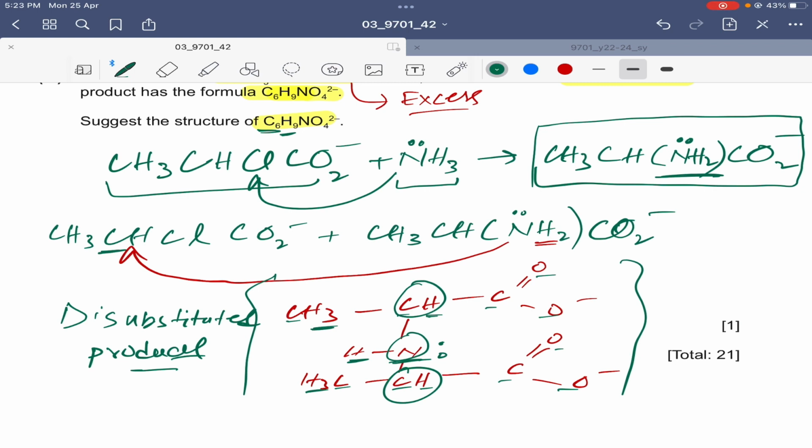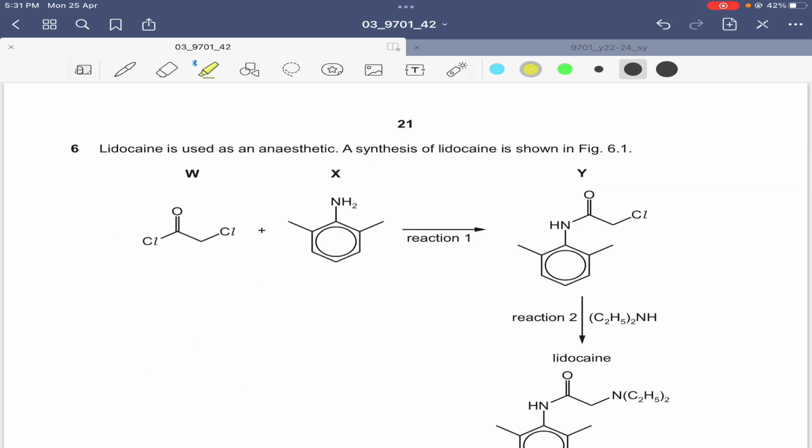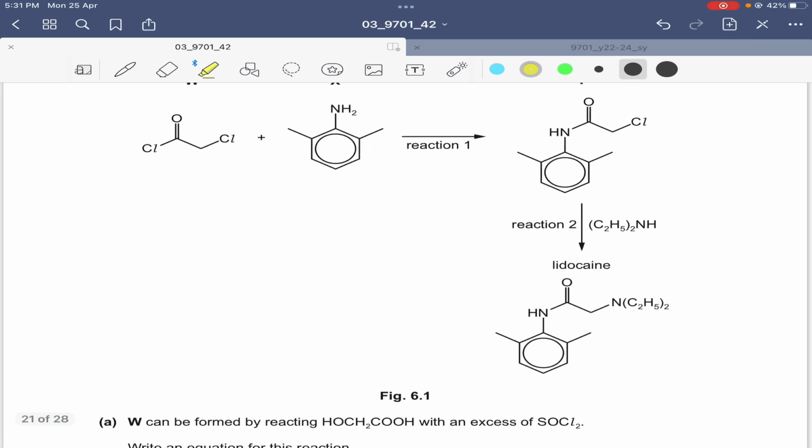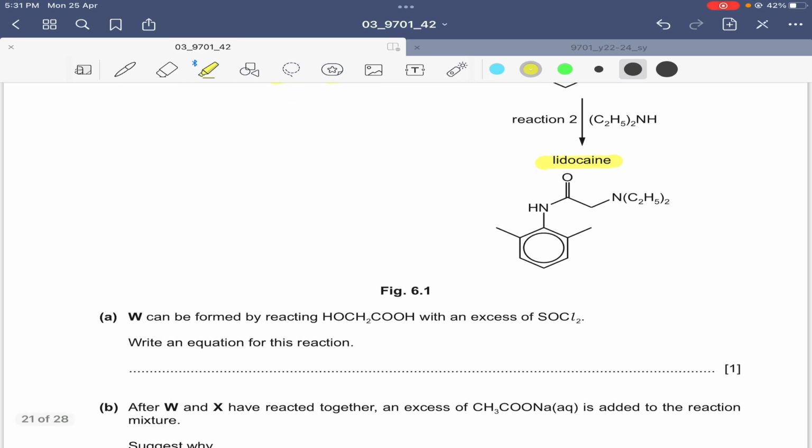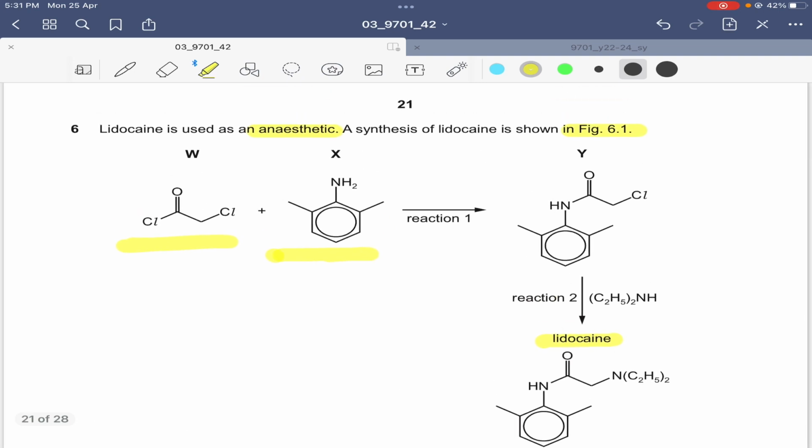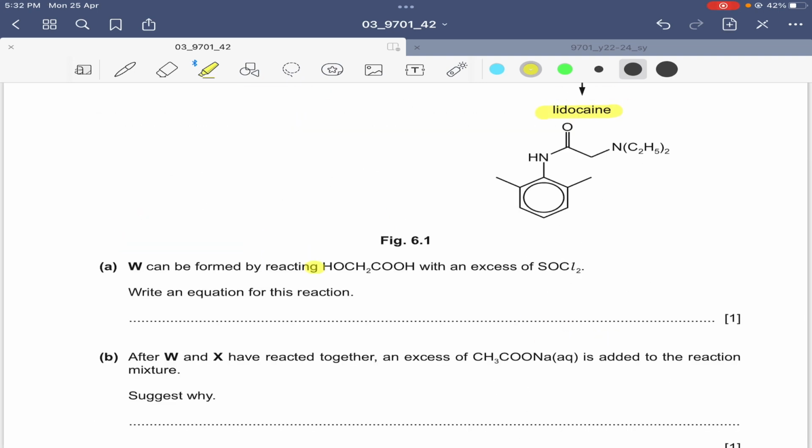All right. So this is the end of this question. All right, G. So this is the last question of this paper. It is saying that lidocaine is used as an anesthetic. A synthesis of lidocaine is shown in figure 6.1, right? So this is the synthesis of lidocaine, starting with this and this, right? So the first part is W can be formed by reacting hydroxyethanoic acid with an excess of SOCl2, thionyl chloride or sulfur dichloride oxide. Write an equation for this reaction.